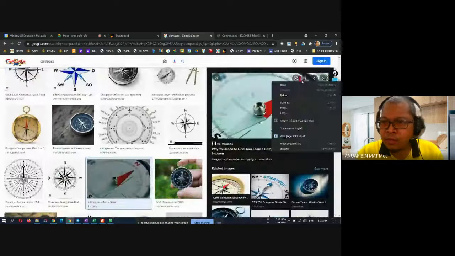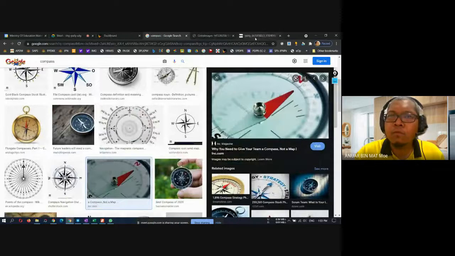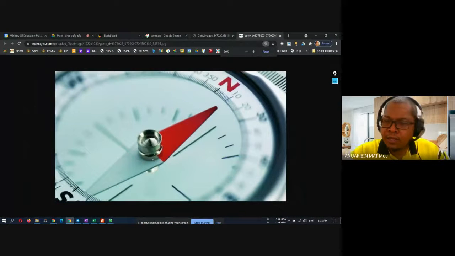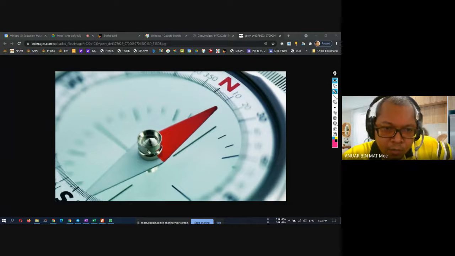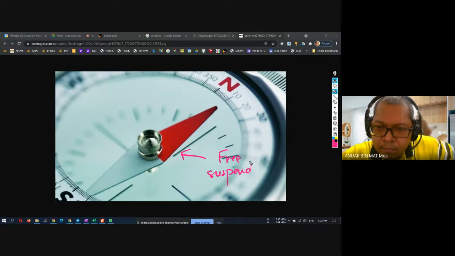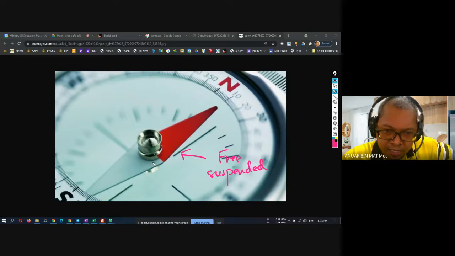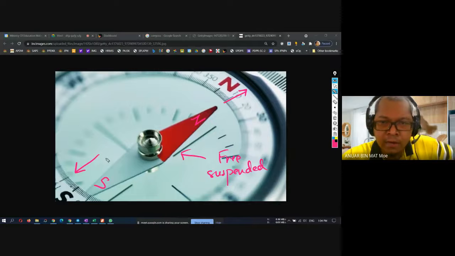I will use this picture. For example, this one is the compass. Inside the compass, we have what we call a free suspended magnet. Free suspended means it is suspended on a tiny shaft over here. The north polarity here will always be directed to the north pole, and the south will always show the opposite direction.